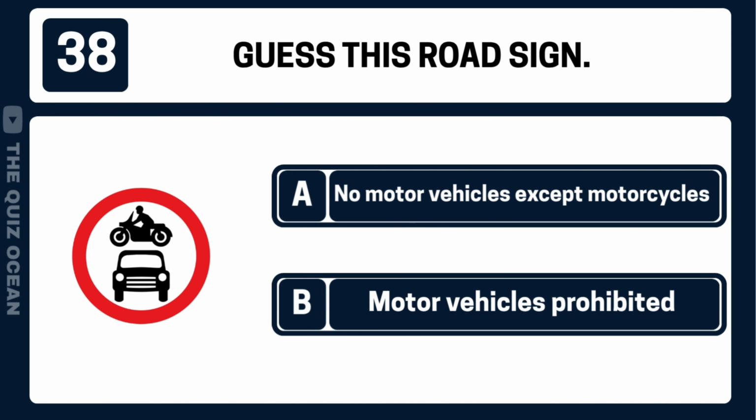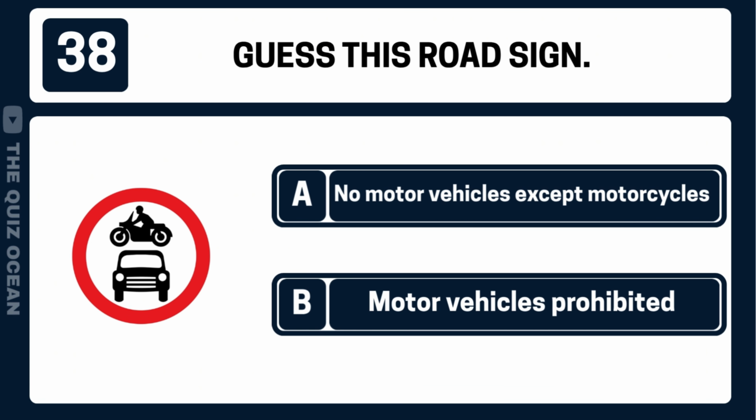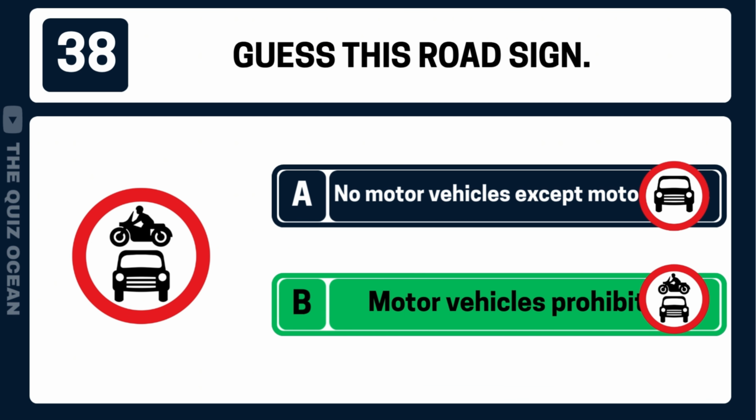Guess this road sign. A. No motor vehicles except motorcycles. B. Motor vehicles prohibited. The answer is B. Motor vehicles prohibited.